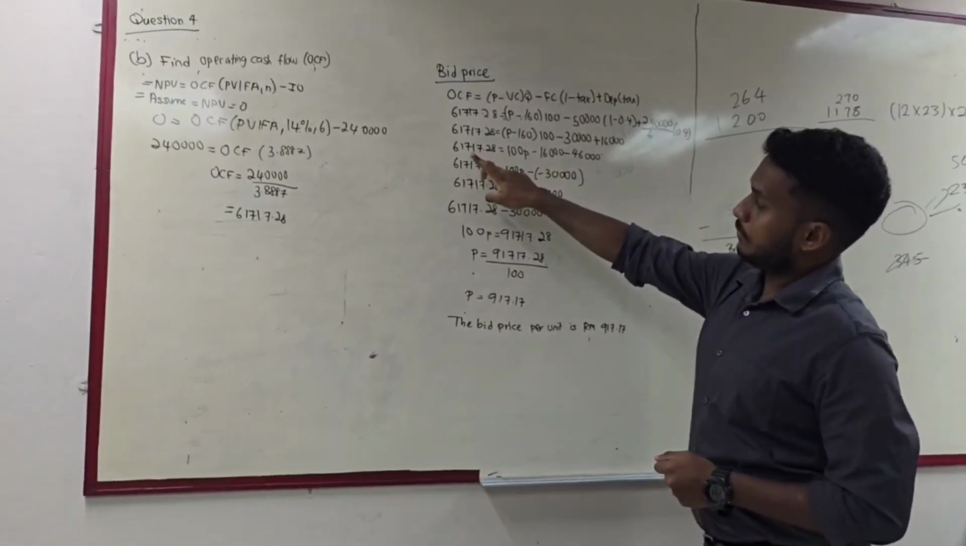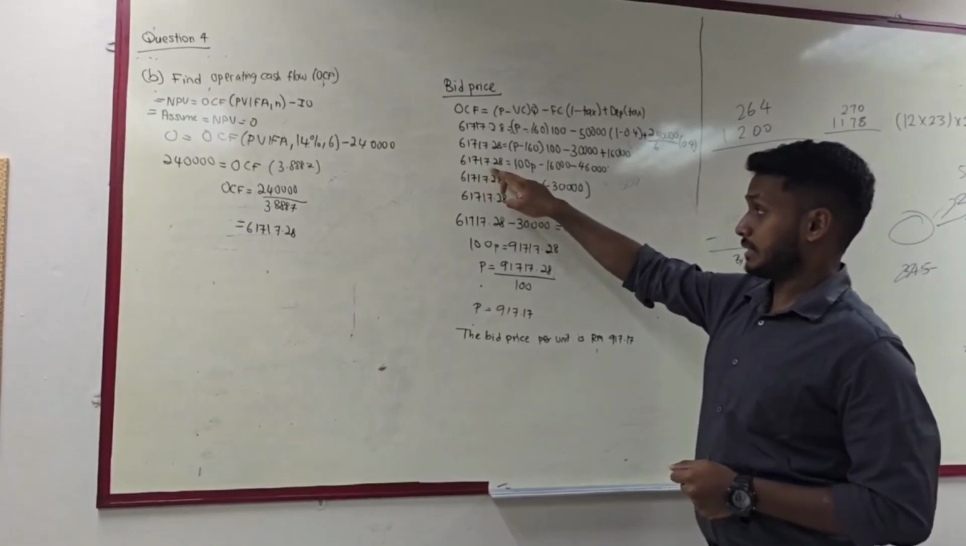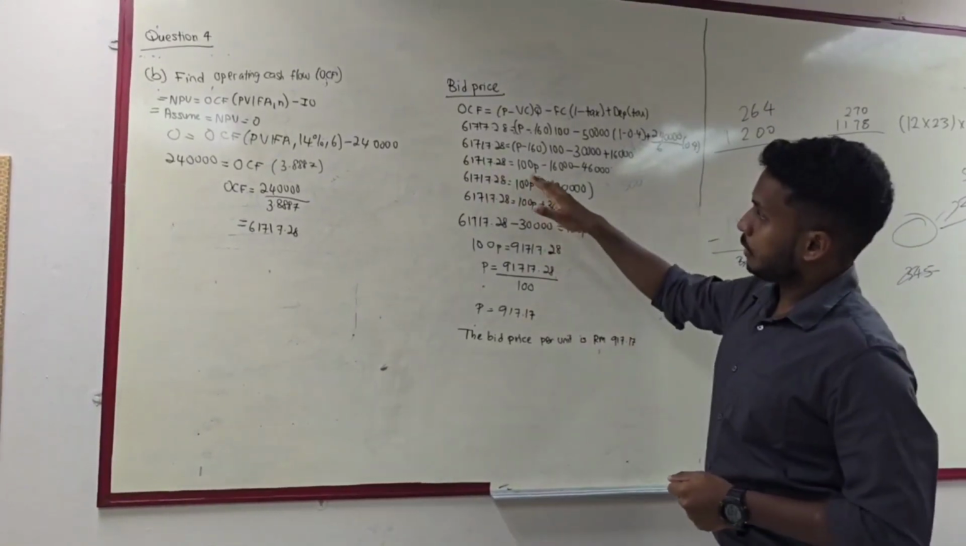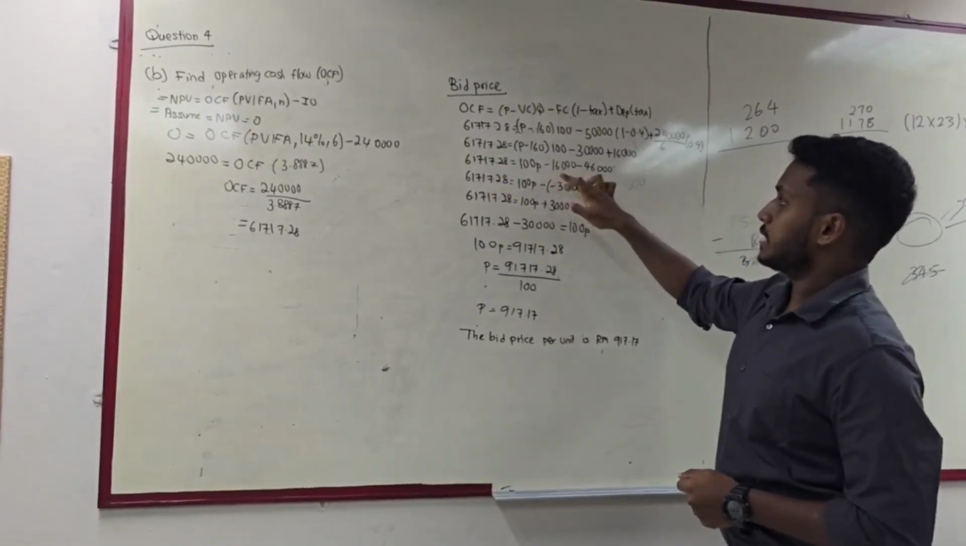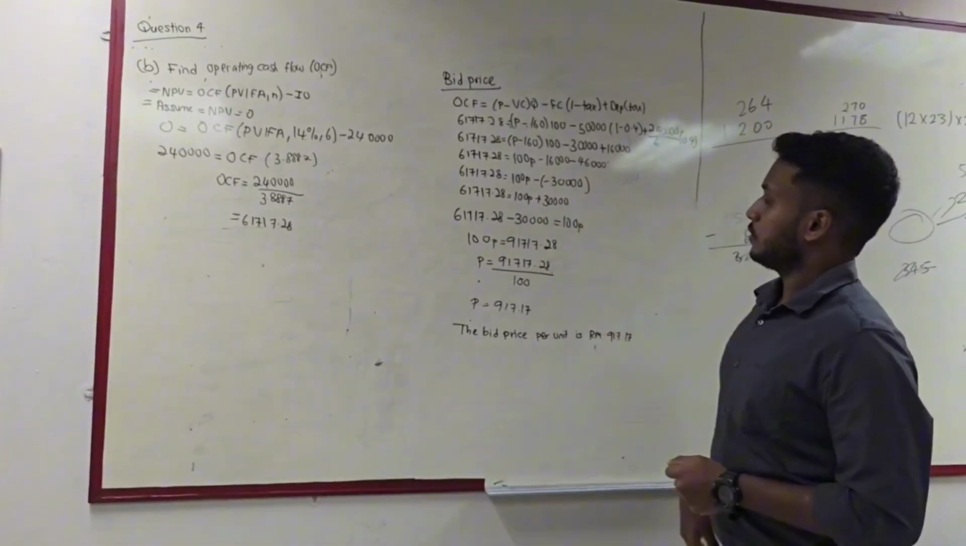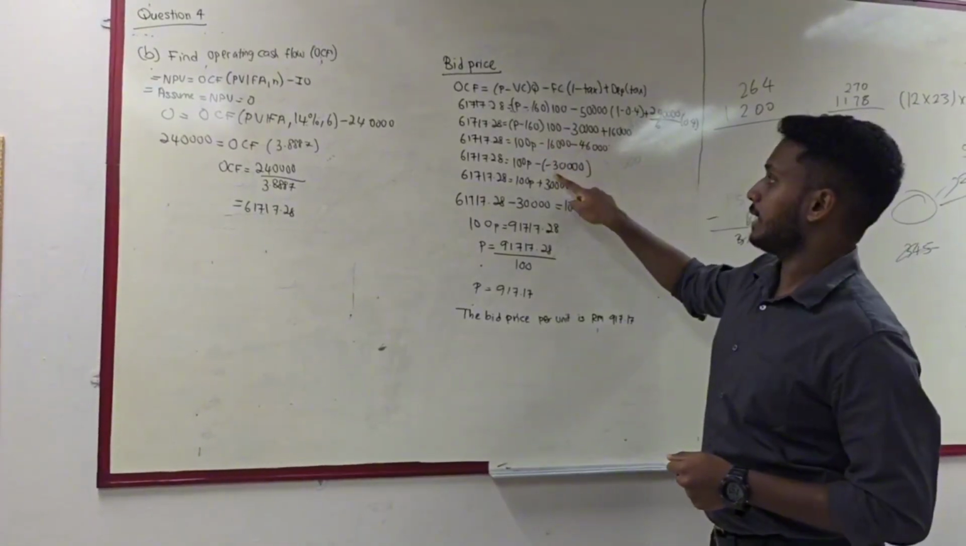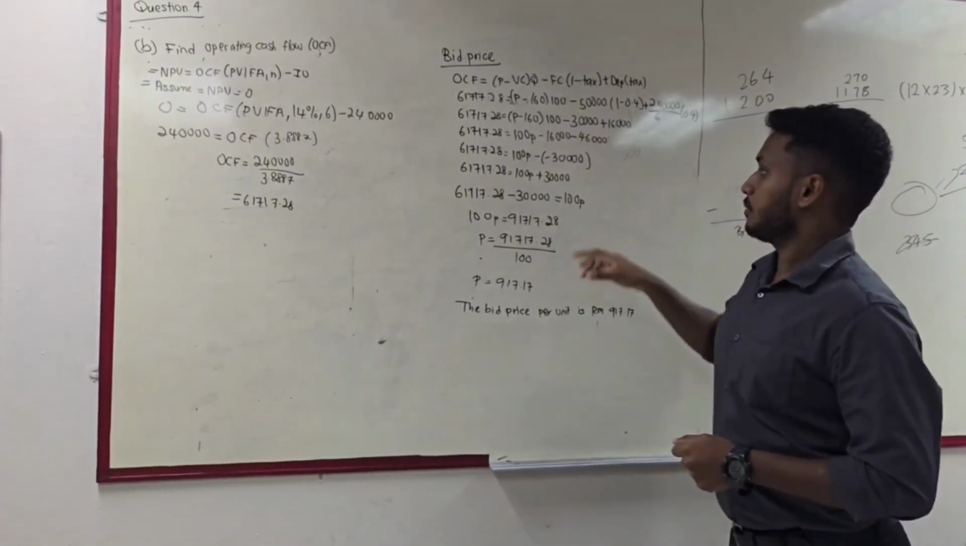So for the second part, 61717.28 equals 100P minus 16000 minus 4600. So for now we have to do this. We have to minus this, so we will get 30,000. Okay.